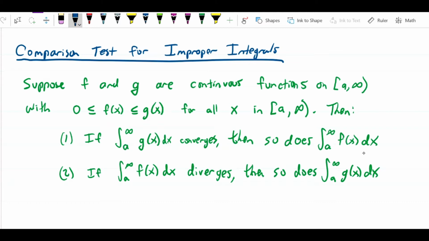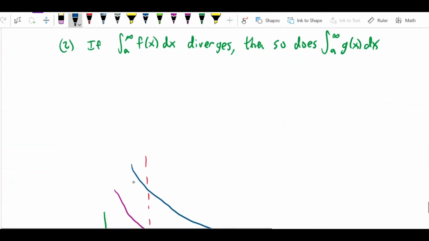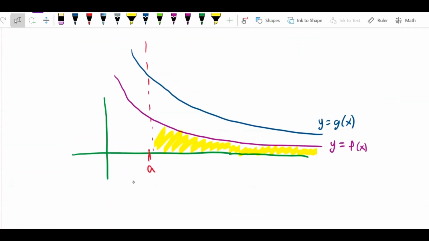It does make a difference which order these are in. For example, if I know that the integral from a to infinity of f of x converges, there's nothing I can say about the integral of g of x. And I'll show you why. This is the way you want to understand this. I've drawn here two very simple curves, y equals f of x and y equals g of x. G is in blue, f is in purple, and we'll notice that this does meet the condition specified above, where 0 is less than f of x is less than g of x for all x in the interval a to infinity. In other words, everything to the right of a.